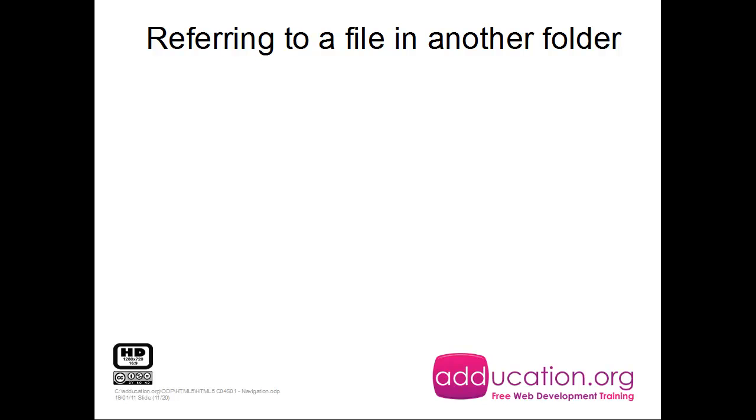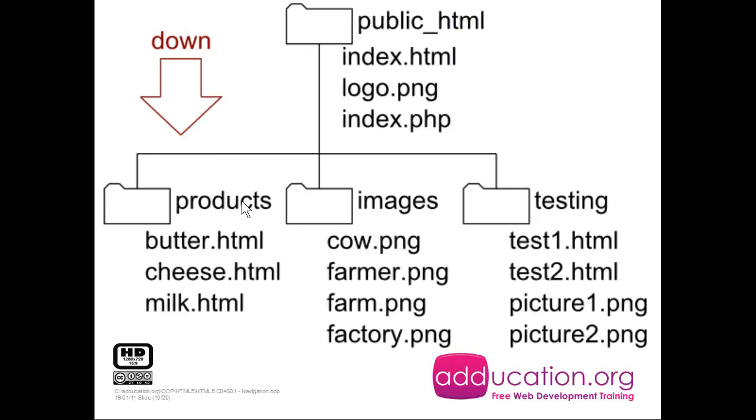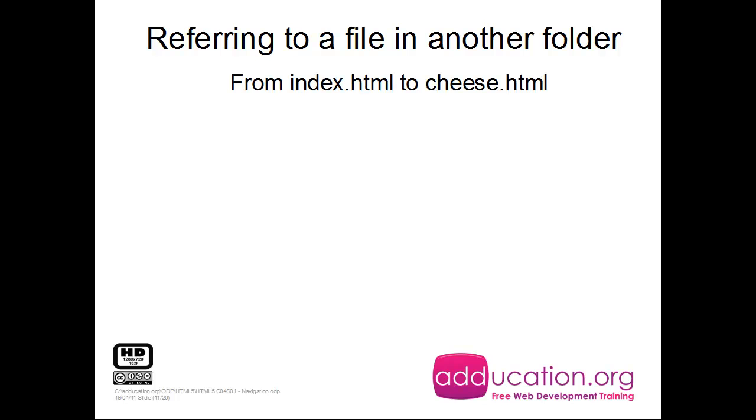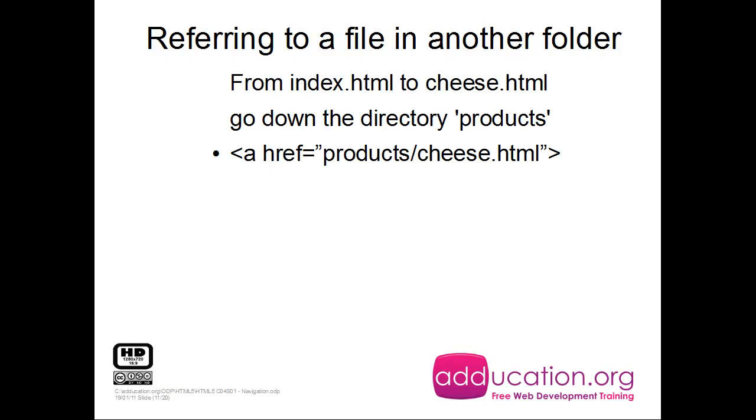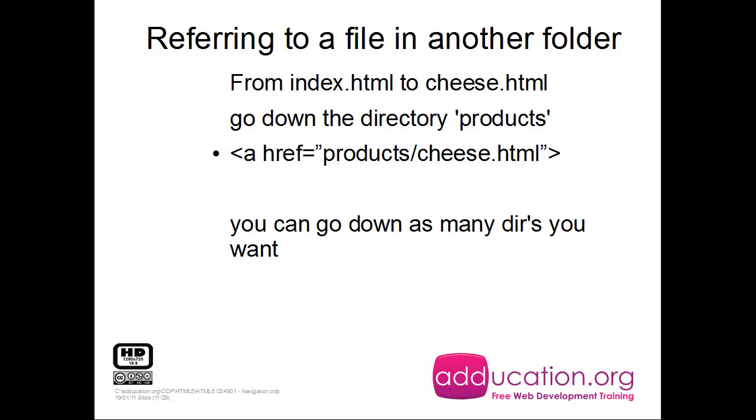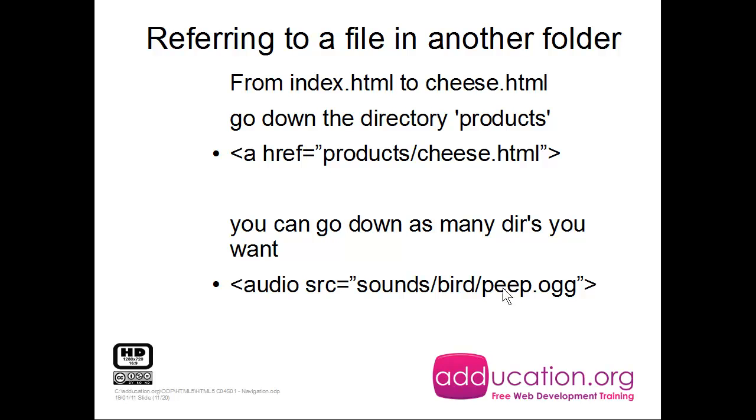So referring to a file in another folder, from index to butter.html, what's important is to check if butter is in the folder called products. So go down the directory products and type it in, products, / and this is the file you want to go to. This is easy, going down 1 folder. I can go as many folders, as many directories as I want. For instance, I want to go to the file called peep.ogg that's inside the sounds folder, and inside the sounds folder is a bird folder.